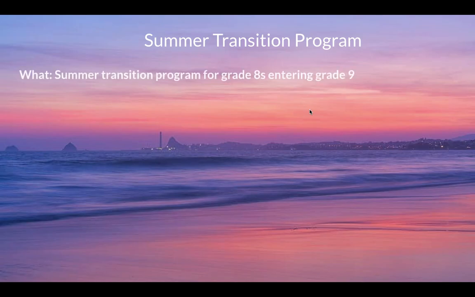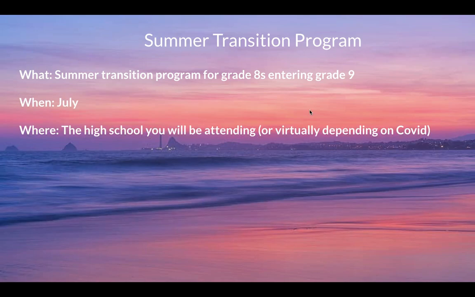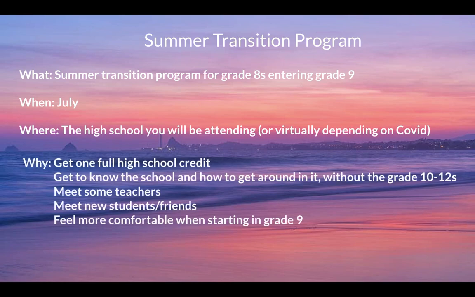Now, the summer transition program, most of the high schools are offering this. The information will be in your course registration package. It's for grade 8 entering grade 9. It happens in July. It happens at the high school you'll be attending. Hopefully it's in person. If not, they will offer it virtually. Why do it? You get 1 full high school credit. You get to know the school and how to get around in it if you're in person. You get to meet some teachers, maybe meet some new friends, and start to feel a little bit more comfortable when you're starting grade 9.